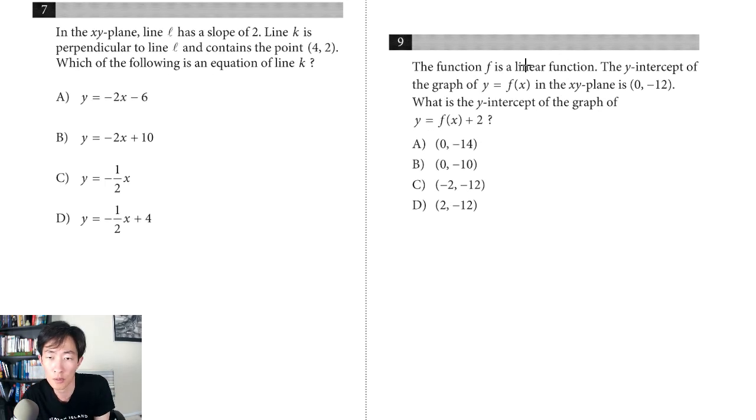Question 9, the function f is a linear function, which means it's a line. The y-intercept of the graph of y equals f of x is (0, -12). What is the y-intercept of the graph of y equals f of x plus 2?